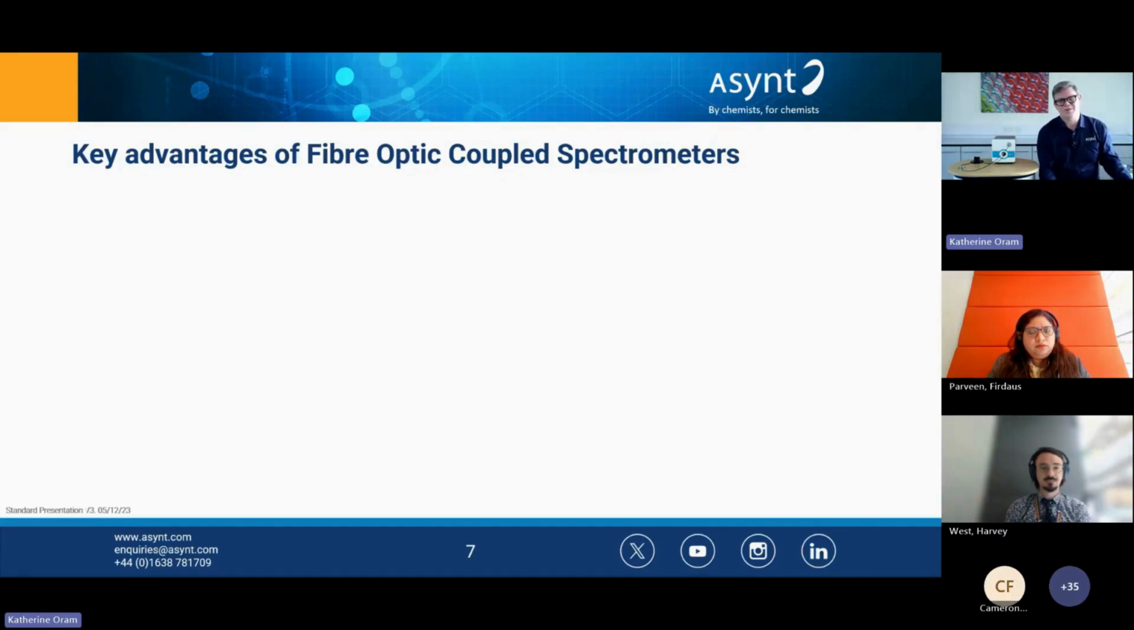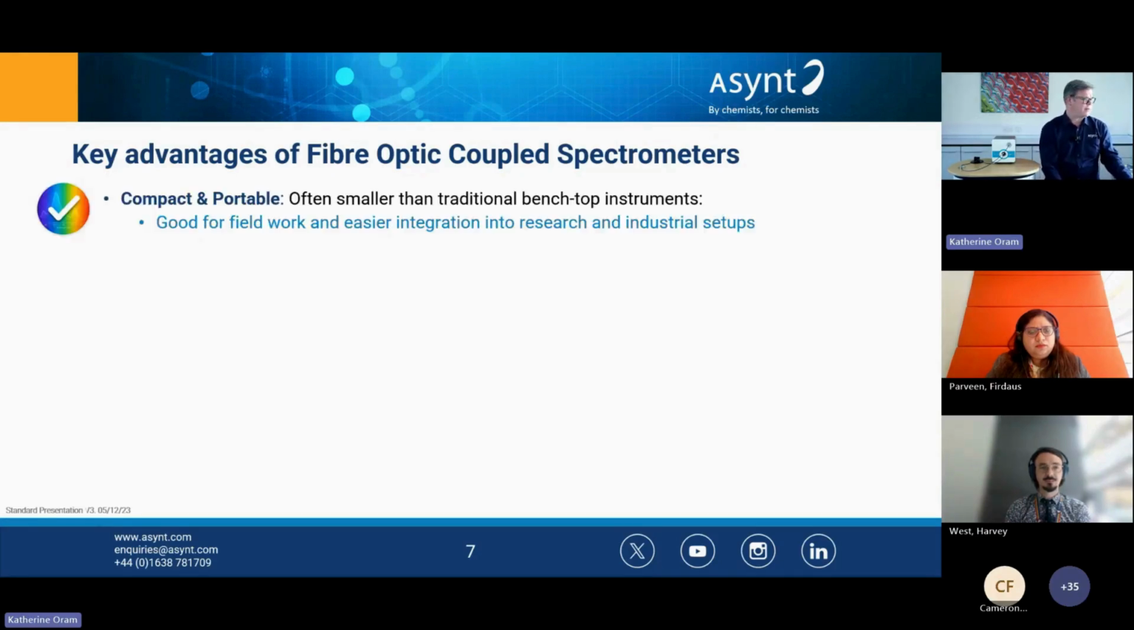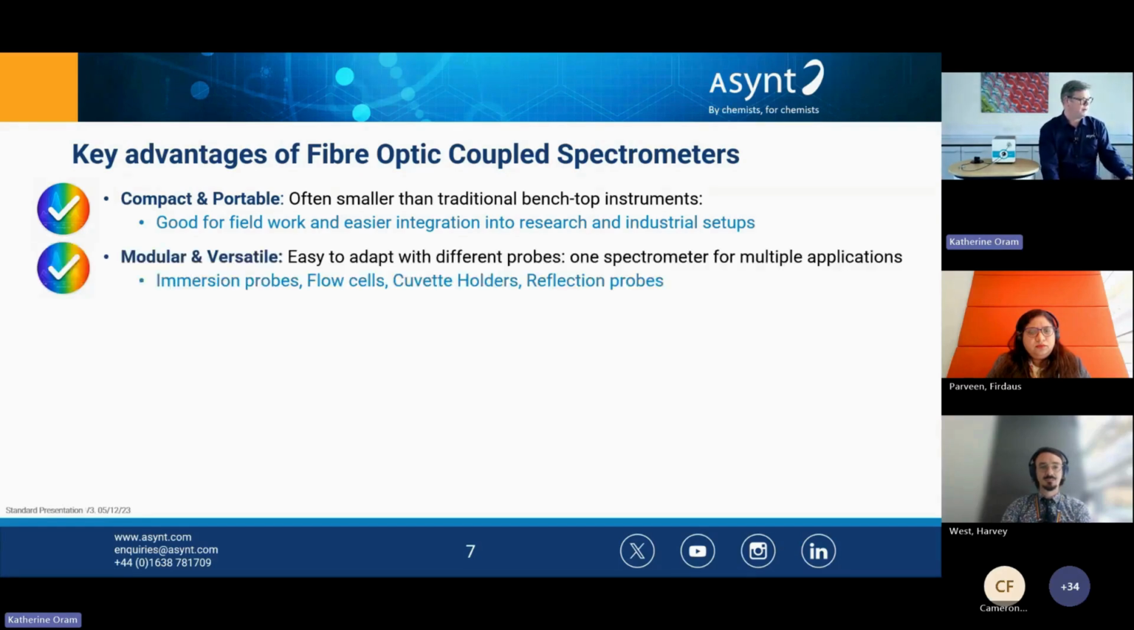We're talking about fiber optically coupled spectrometers, and there's a number of advantages of these. I'm going to talk about those briefly before we get into the science. They're compact and portable. They're often smaller than traditional benchtop spectrometers. This means they're good for fieldwork. We can take these anywhere. They can be moved between labs.